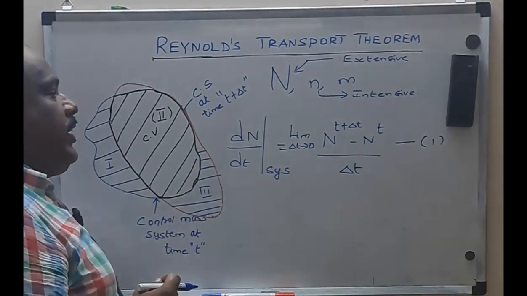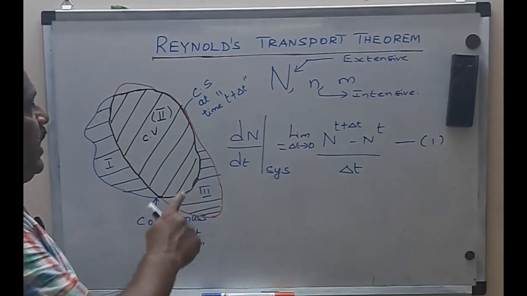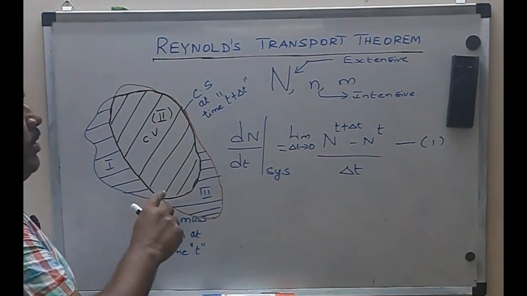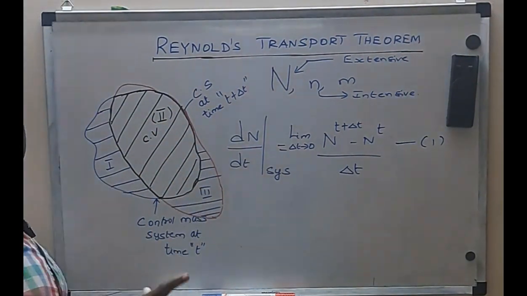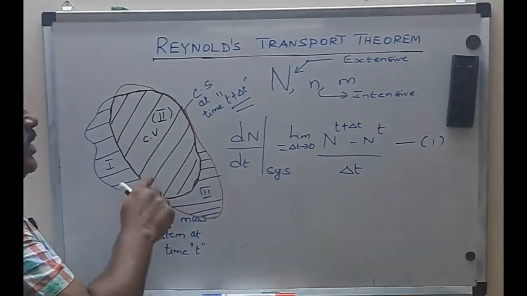Now, what is N of t plus delta t? At t plus delta t, what is the volume here? You can see this one I put as time t plus delta t. So what is the region it is occupying? It is occupying regions 2 and 3. Please make a note: when the time is t plus delta t, the region occupied by this system is what?